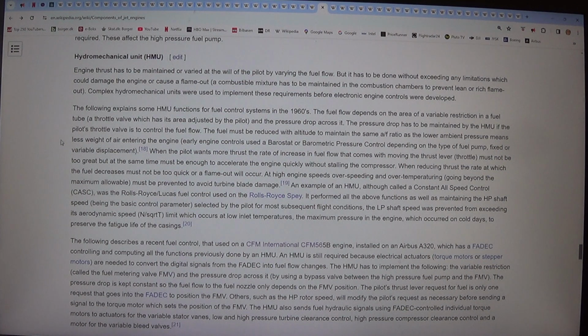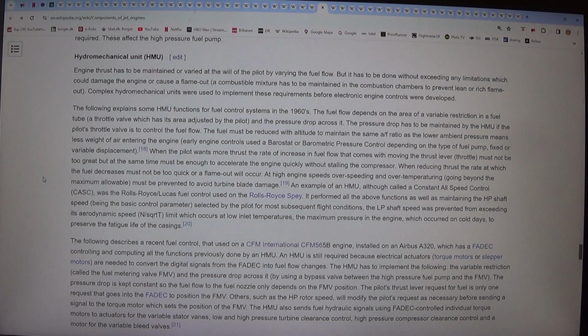displacement. When the pilot wants more thrust, the rate of increase in fuel flow that comes with moving the thrust lever, throttle, must not be too great, but at the same time must be enough to accelerate the engine quickly without stalling the compressor. When reducing thrust, the rate at which the fuel decreases must not be too quick or a flame out will occur. At high engine speeds, overspeeding and over-temperaturing, going beyond the maximum allowable, must be prevented to avoid turbine blade damage.